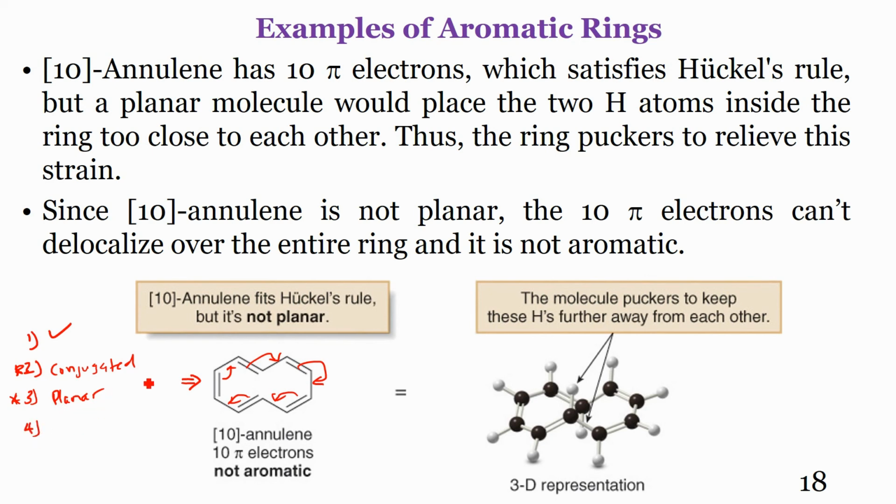So let's go on to number 4. 1, 2, 3, 4, 5. So I have 10 pi electrons. If I test, of course 10 is not a multiple of 4, so I have no need to test with the 4n rule. So I test with the 4n plus 2 rule, which is 10. So n solves to 2, so it will pass rule number 4.